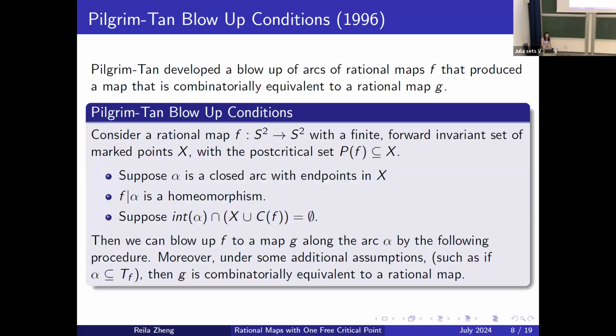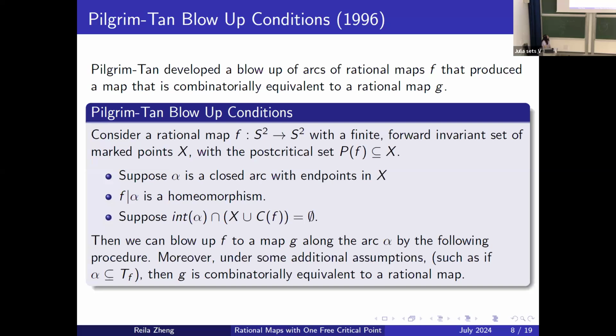And this is a surgery where you take a rational map on the sphere, and you take a set of marked points X, which consists of the post-critical set, and maybe some other marked points. And you also take an arc alpha that has endpoints in X, such that it satisfies the following conditions. On alpha, F is a homeomorphism, and the interior of alpha does not contain any other points in the set of marked points or the critical set.